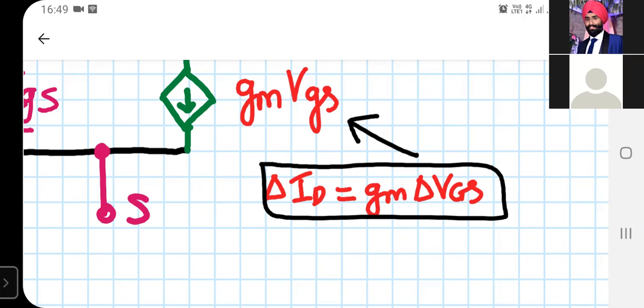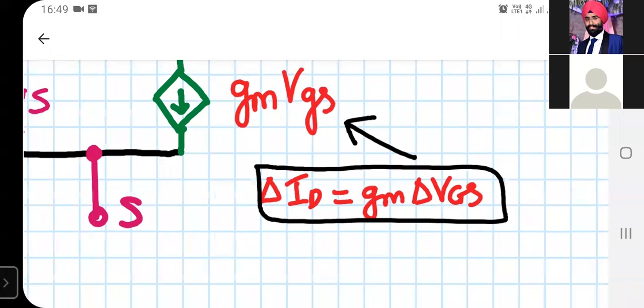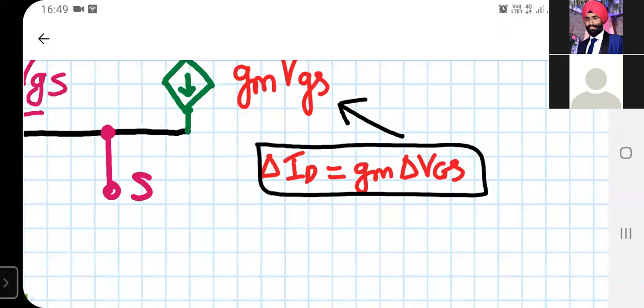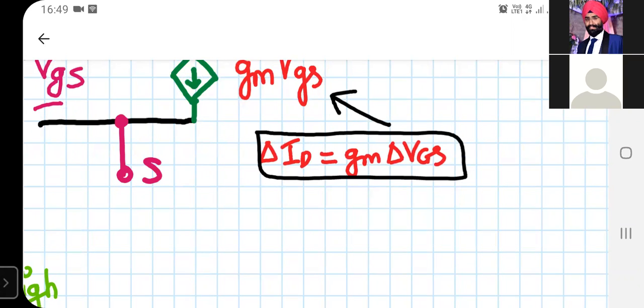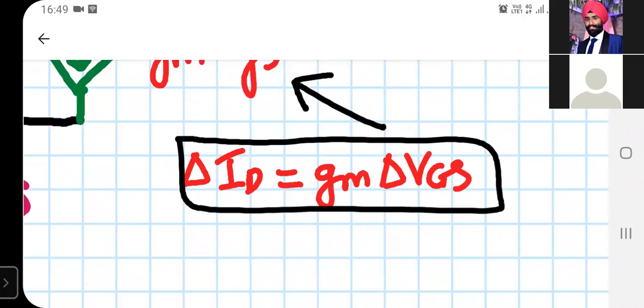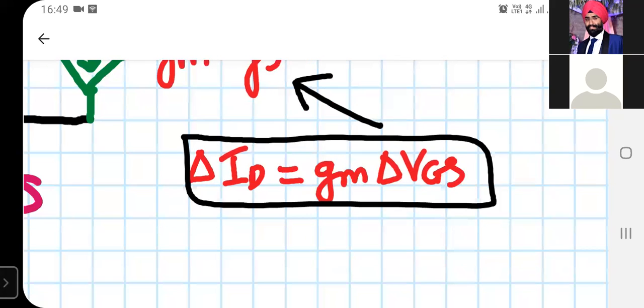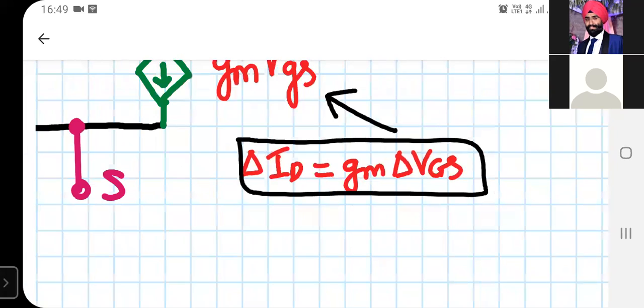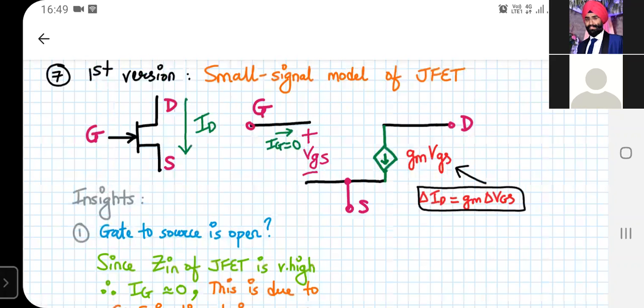You look, if you remember carefully, what was the original formula for ID and VGS? ID is IDSS times (1 minus VGS upon VP) the whole squared. That was non-linear, right? Now you see the relation between current and voltage. gm is a constant, we are saying. So it became linear, didn't it? This relation is a linear relation. Simple. So that is what we are trying to achieve over here. We are attempting to make the JFET a linear element, a linear device.